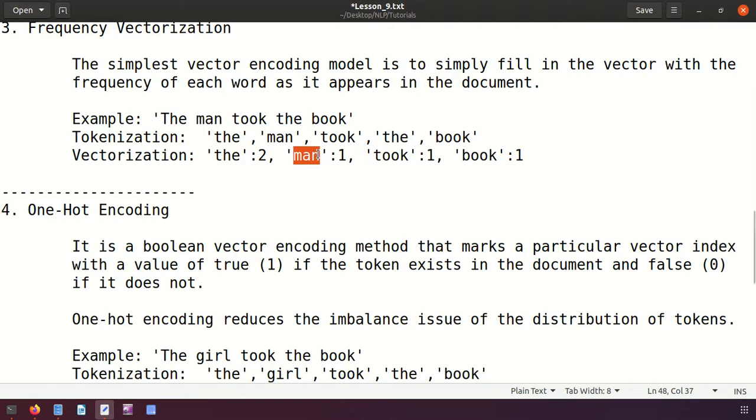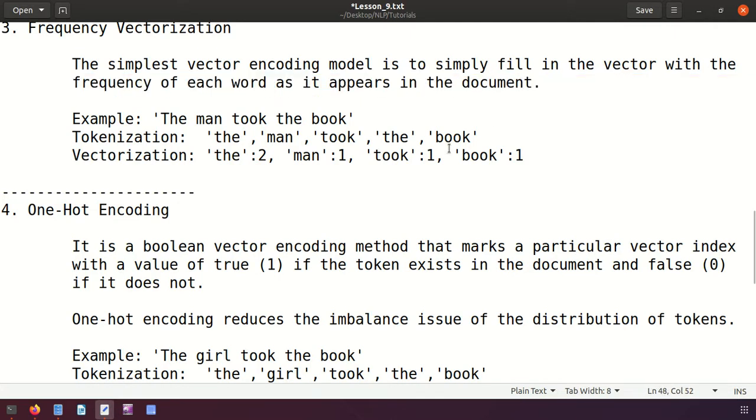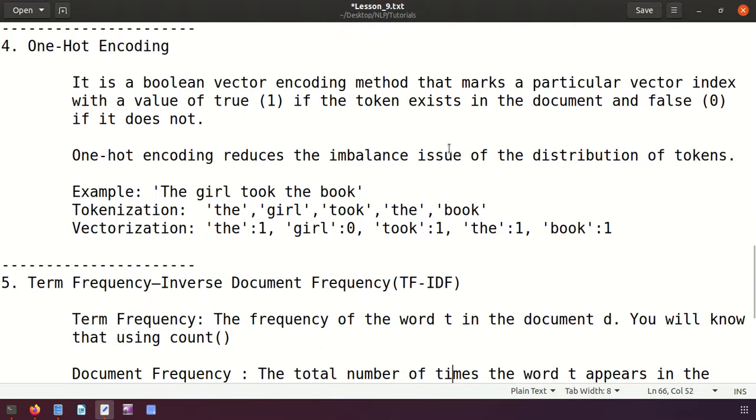And that is called frequency vectorization. How many times? The frequency of each word as it appears in the document. I hope you understood this definition. And then we have another type of vectorization called one-hot encoding. So let's see what is the difference between one-hot and frequency vectorization.